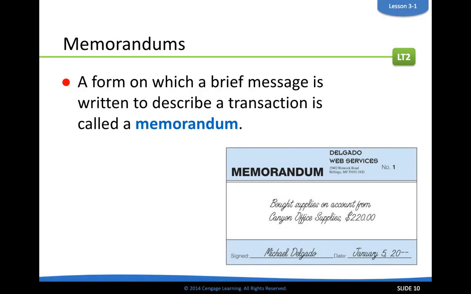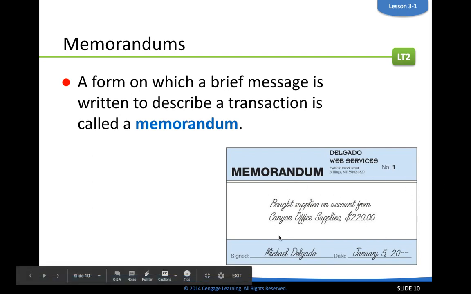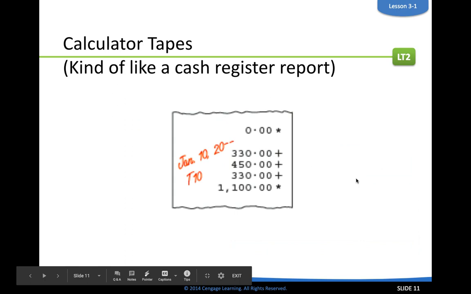Memos: maybe sometimes Delgado Web Services does something like buy supplies on account from Canyon Office Supplies, which means they owe Canyon Office Supplies $220 that they'll have to pay at some point. They just recorded a memo for that. Maybe they'll get an invoice from them, and then that would be the source document. But in this case, if you look down here, that just looks very similar to that account transaction.